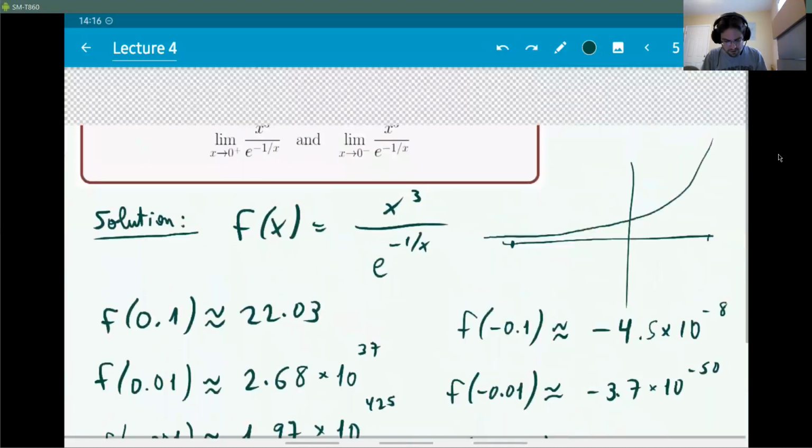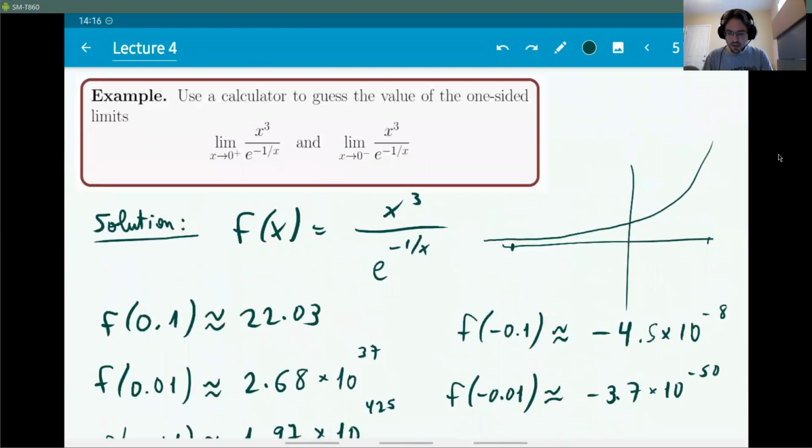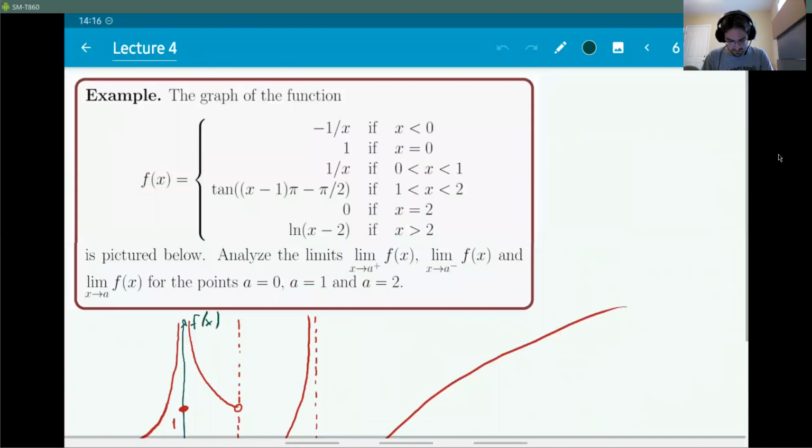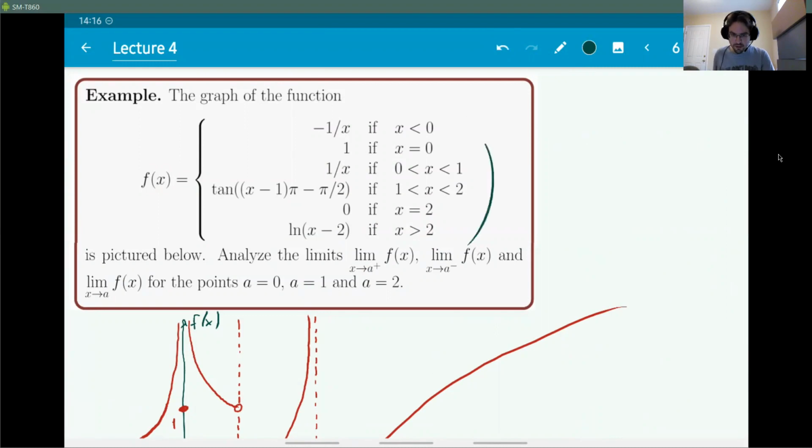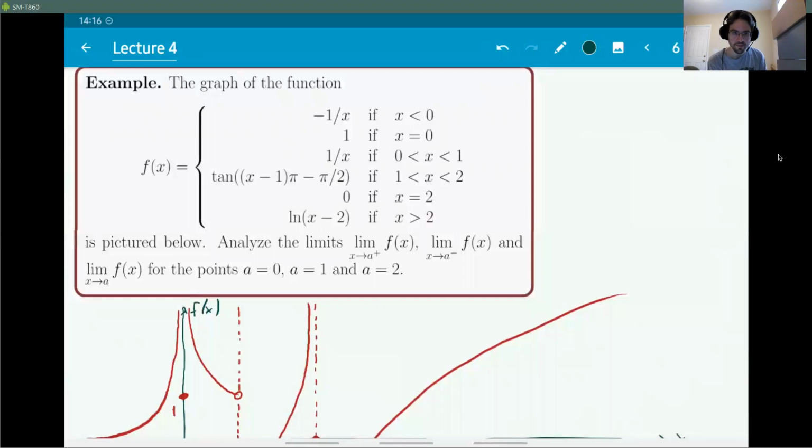Okay, hope this sheds some light into the meaning of infinite limits. Moving on. This is another graphical example where they give you the formula of the function. It's a piecewise function, but they gave you the graph, so we don't really care that much about this formula. But this is just to point out that piecewise functions are usually going to be present in this topic. So they say this crazy function here is pictured below.